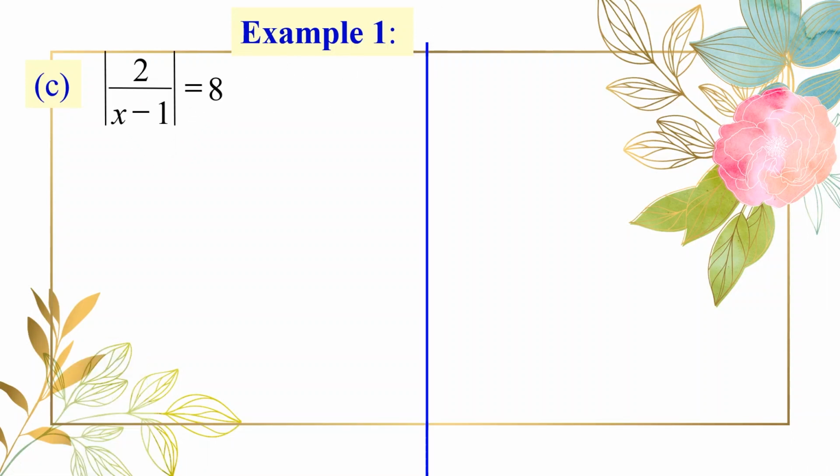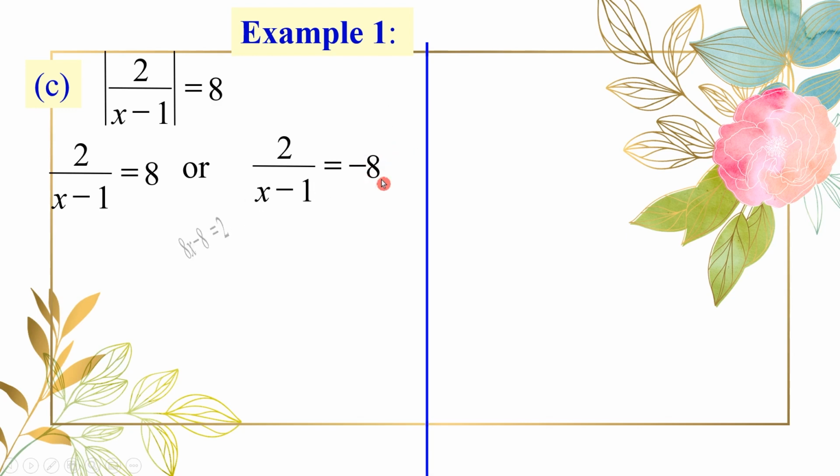If just now we had a look at the linear absolute value function, now we are going to look at the rational absolute value function. Given to us |2 over (x - 1)| = 8. By using the definition, it equals 2 over (x - 1) = positive 8 and the other one is negative 8.